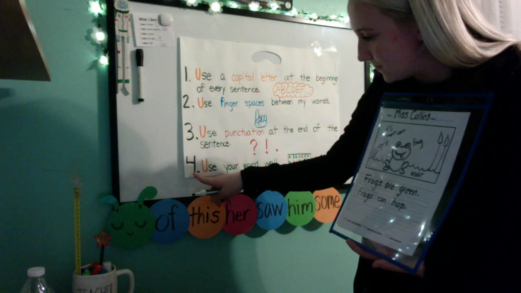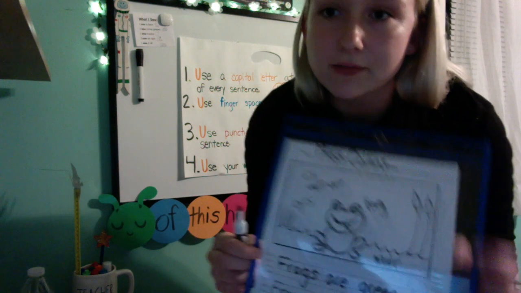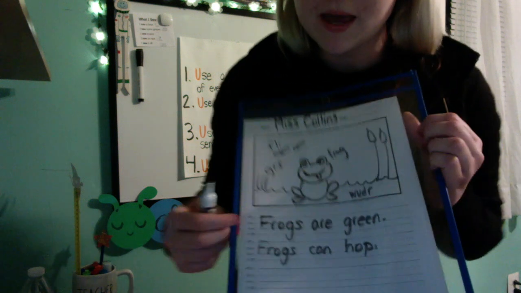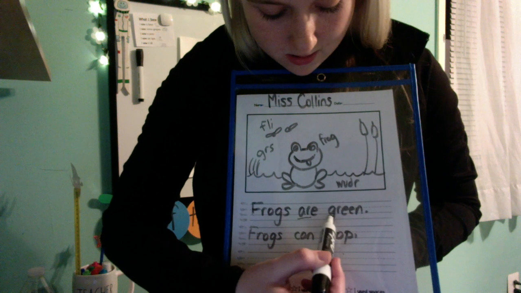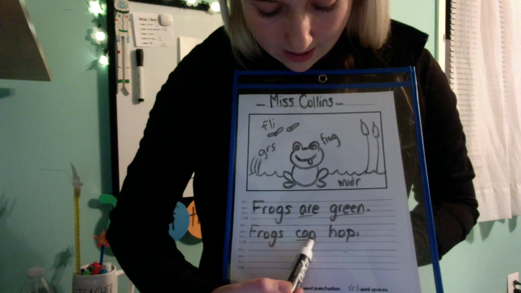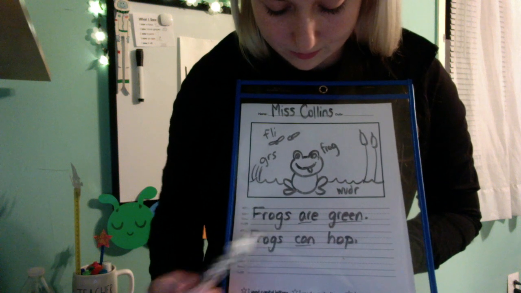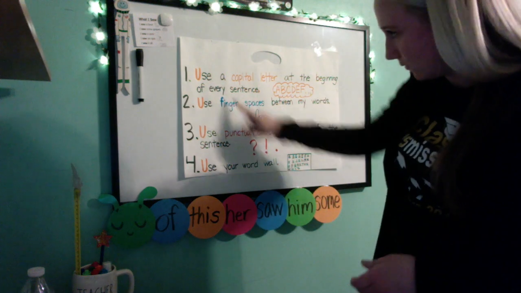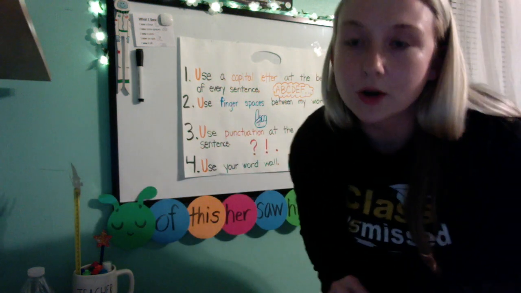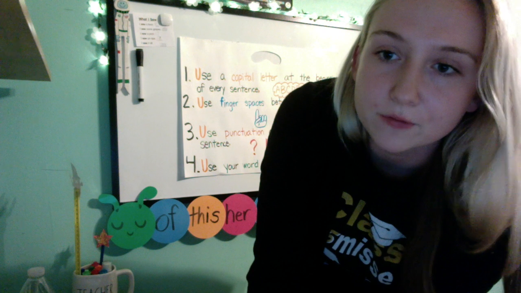The last step is to use your word wall. So if you have any sight words that you have in your sentences on your writing, make sure they're spelled right. I have are, green, and can. And I used my word wall. I made sure I wrote all the letters correctly and they're all spelled right. So once you're done all these steps, 1, 2, 3, and 4, you can go and color your picture, and we're going to turn it on Friday. So when you're done these, you can put your prompt on your portfolio on Friday.